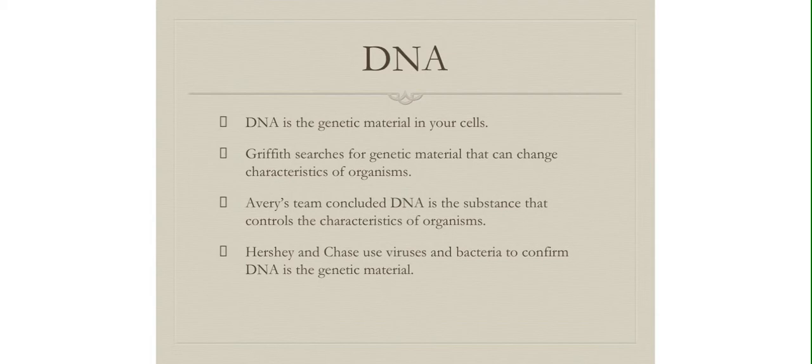So basically, he creates this idea that there is a genetic material, that there is something that helps code for who we are. Now, another guy by the name of Oswald Avery questions Griffith's results. So in his experiment, he thinks, okay, so there is a genetic material out there. What is that genetic material? He wants to discover what exactly that is. So he ends up making this huge discovery. He discovers through his experiment that DNA is a substance that controls the characteristics of organisms.